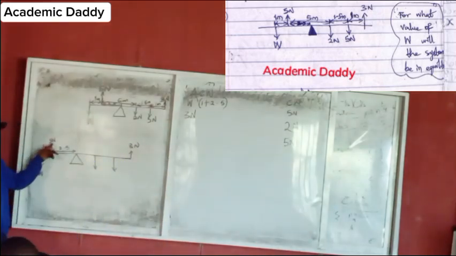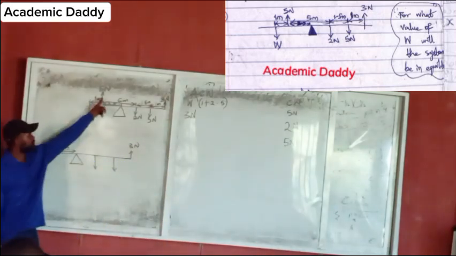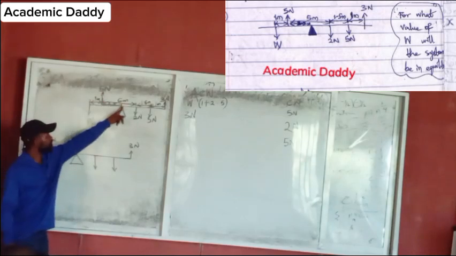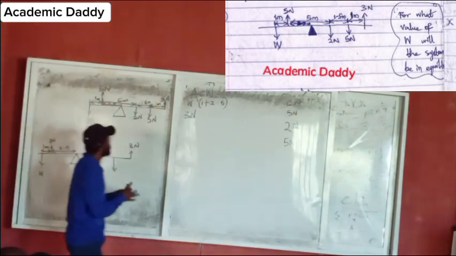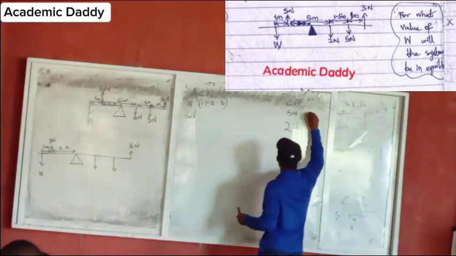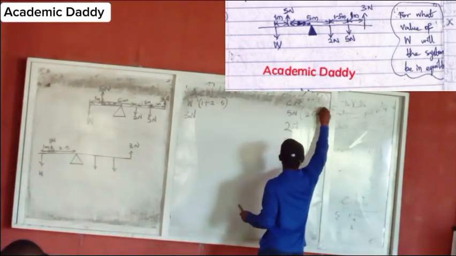Why the 5 Newton force? Look at this. From this point to this point is what? 2.5, shall we? Yes. So the 5 Newton force is going to be multiplied by 2.5 meter.